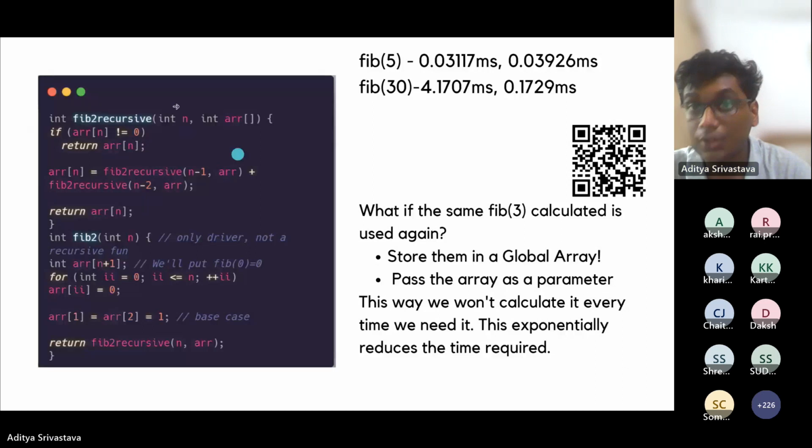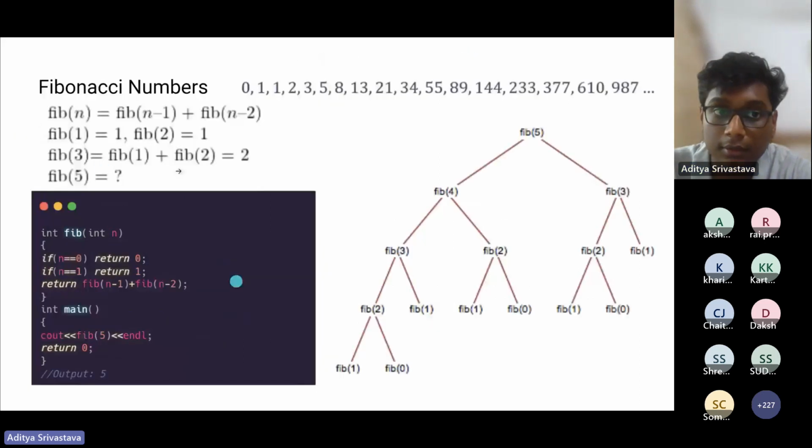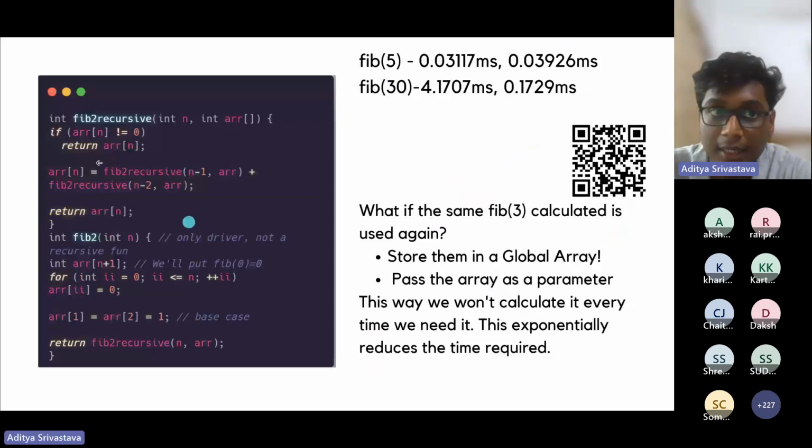Now, as you can see here, this is the time taken by the first code, and this is the time taken by the second code to calculate Fibonacci of n. For the small numbers, there's almost no difference. For Fibonacci of 30, see, this is much bigger than this.